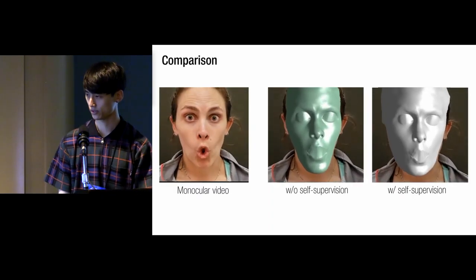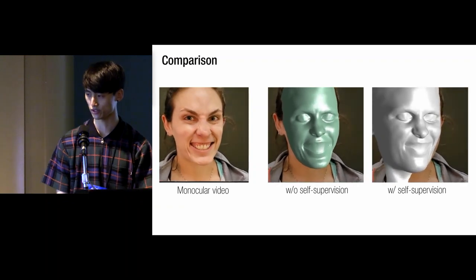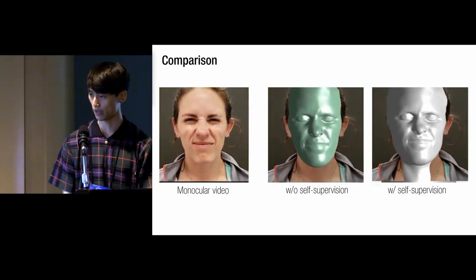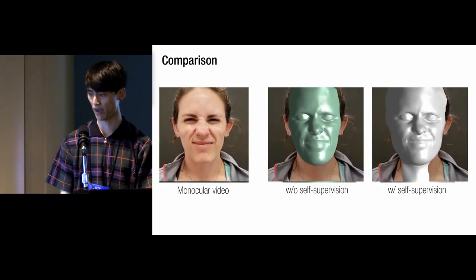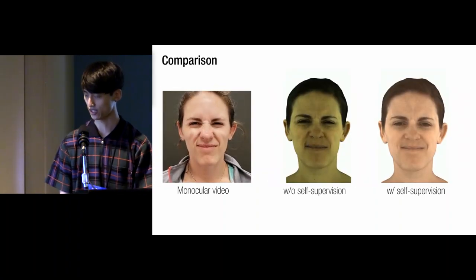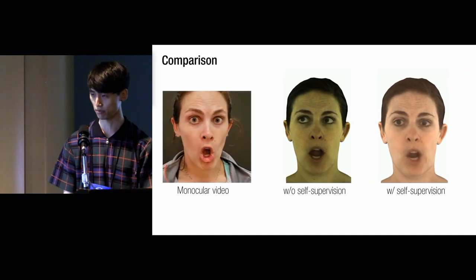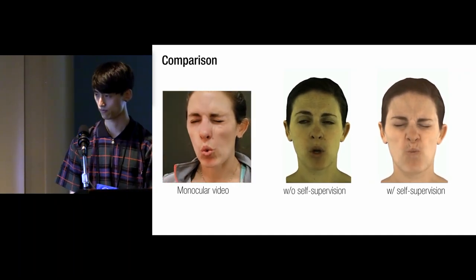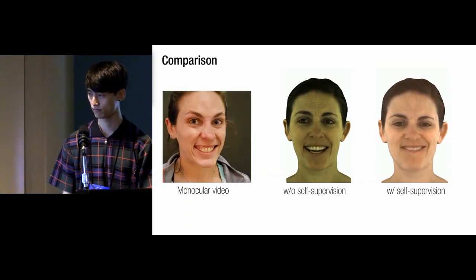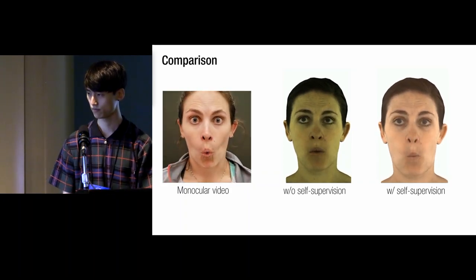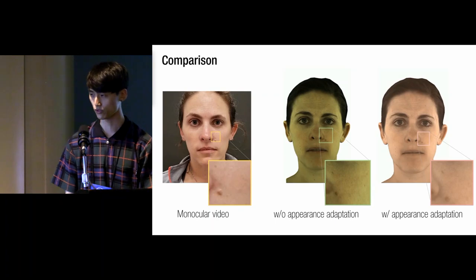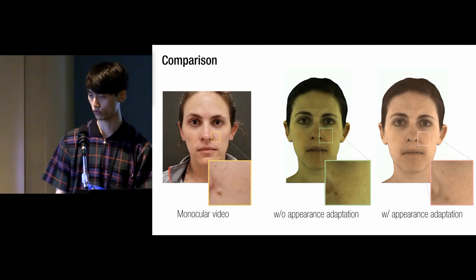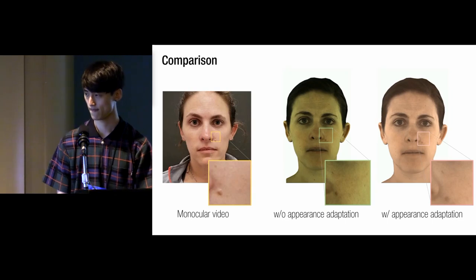This slide shows the comparison with and without self-supervision, indicating that our method mitigates the domain gaps. For example, the prediction of head pose and geometry is much more robust and stable after the self-supervision. Also, due to the color correction filter, the output appearance model is adapted to the input testing scene.